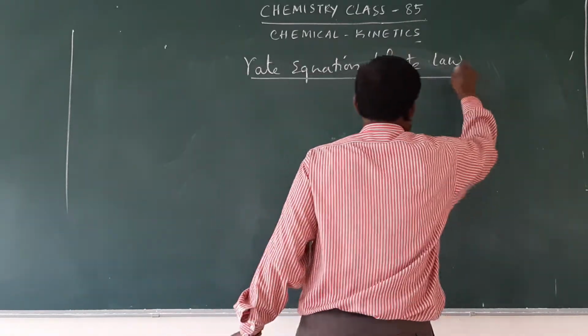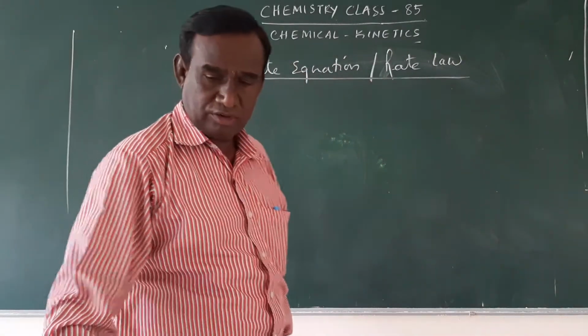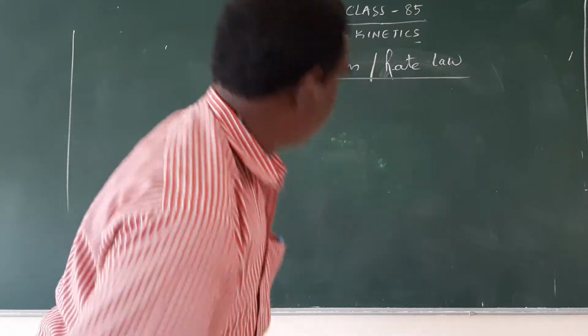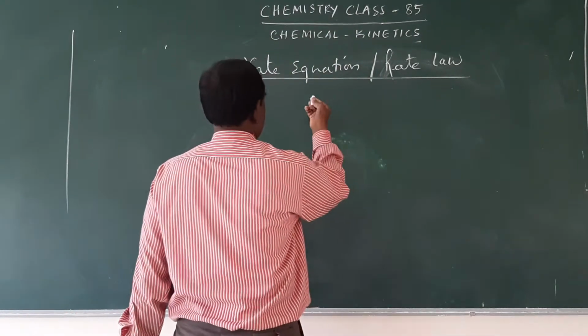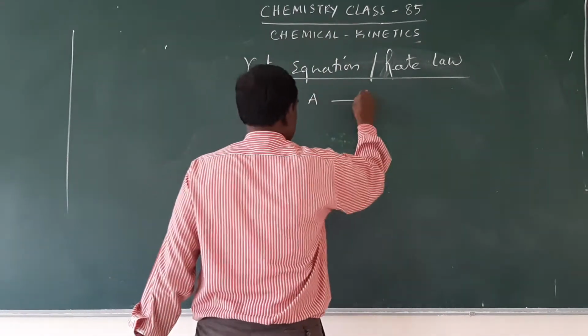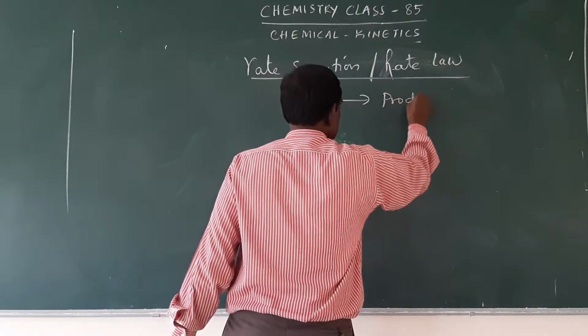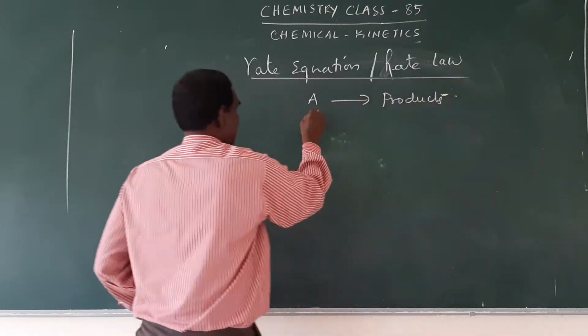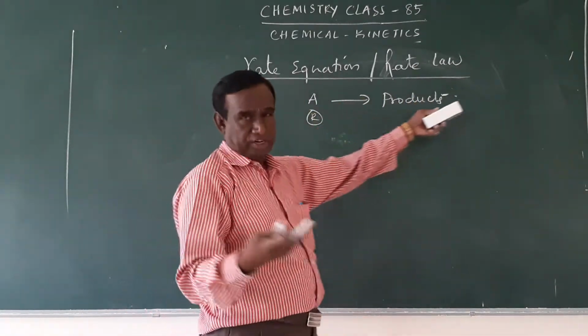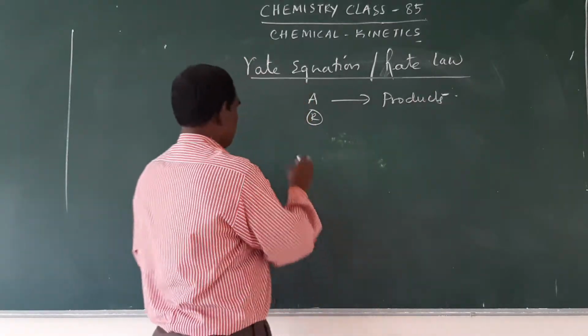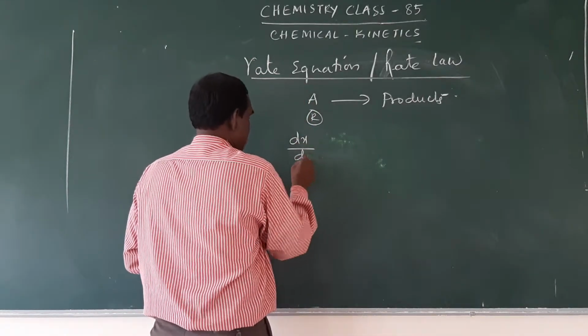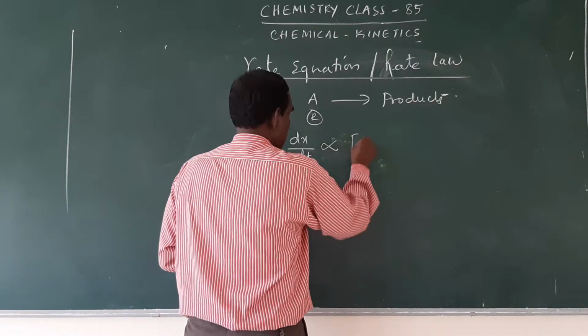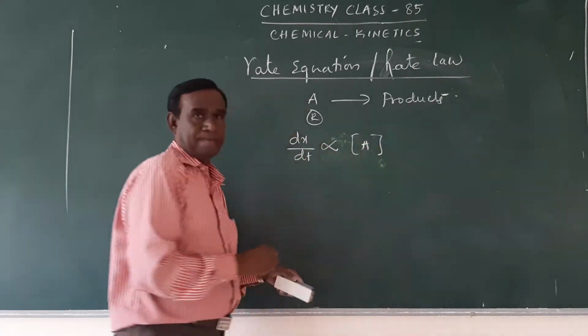Rate equation or rate law. So already we know that, one equation we have taken already. Let me take that: A tends to products. So this is only one reactant, which tends to products. Therefore write dx by dt is directly proportional to the concentration of the reactant A.